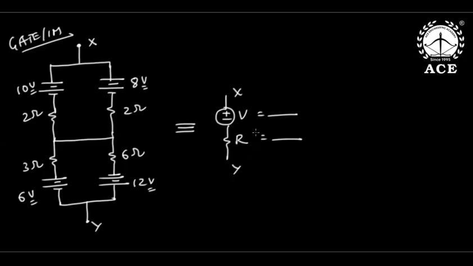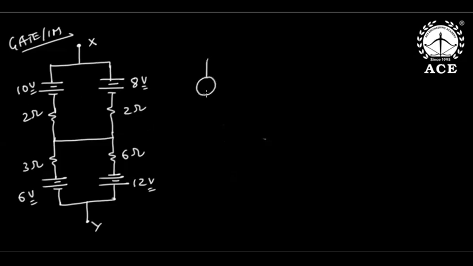Listen, everybody. See, this 10 volts in series to 2. I'm writing the solution directly. Let me remove this. This 10 volts in series to 2 becomes 5 amperes in parallel to 2. And this 8 volts in series to 2 becomes again 4 amperes in parallel to 2. Both currents are upwards. So 5 amperes and 4 amperes upward, total become 9 amperes upward.